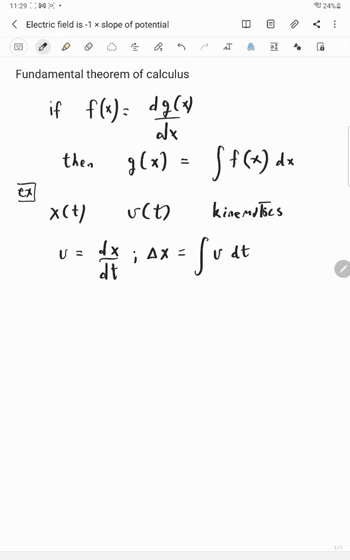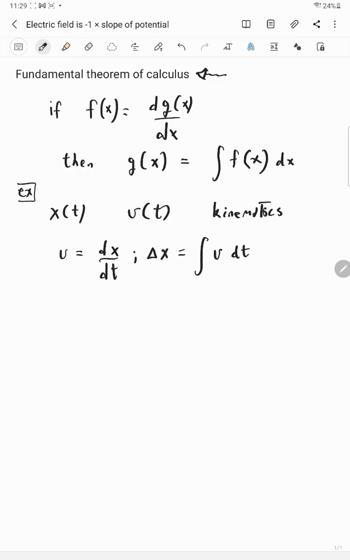And I'll just ask you quickly to recall that the slope of a function is the derivative of the function. So what the title is indicating is the electric field is -1 times the derivative of the potential. And this comes from, essentially, you can just think of it with the fundamental theorem of calculus.